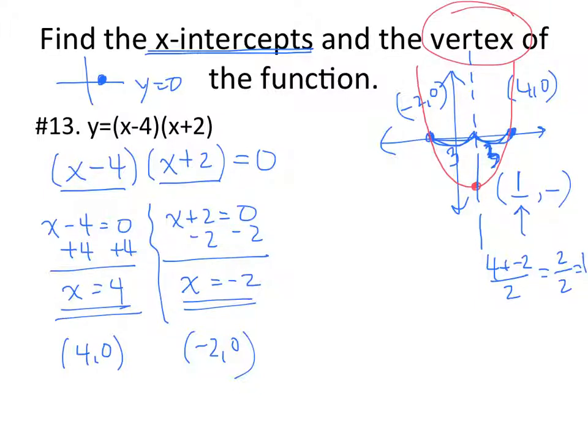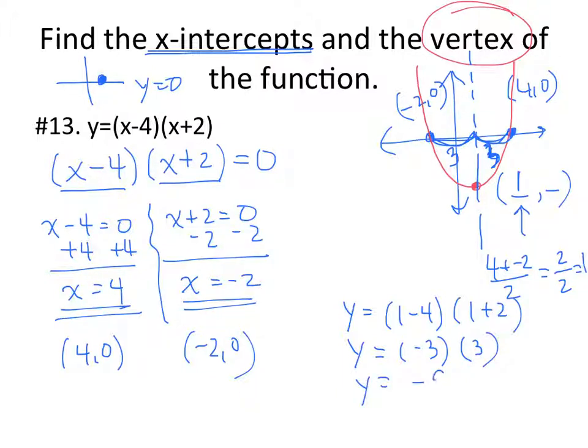Alright, now that we have that x, we can plug it back in and figure out what our y has to be. So y equals 1 minus 4 times 1 plus 2. y equals negative 3 times 3, and that means y is equal to negative 9. As a result, our vertex will be 1, negative 9.